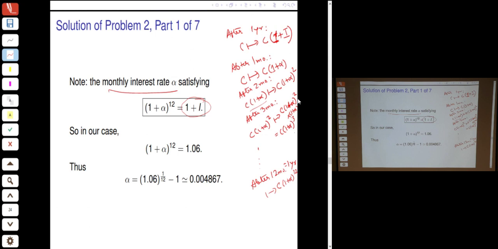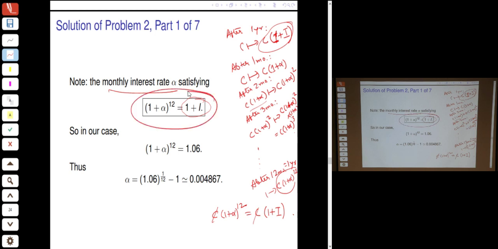But the amount at the end of 1 year should be the same, irrespective of whether you express it in terms of months or in terms of the annual interest rate. So the amount in terms of the monthly interest rate should be equal to the amount in terms of the yearly interest rate. So these equations should be true. C and C get cancelled and you get 1 plus alpha to the power of 12 equals 1 plus I.